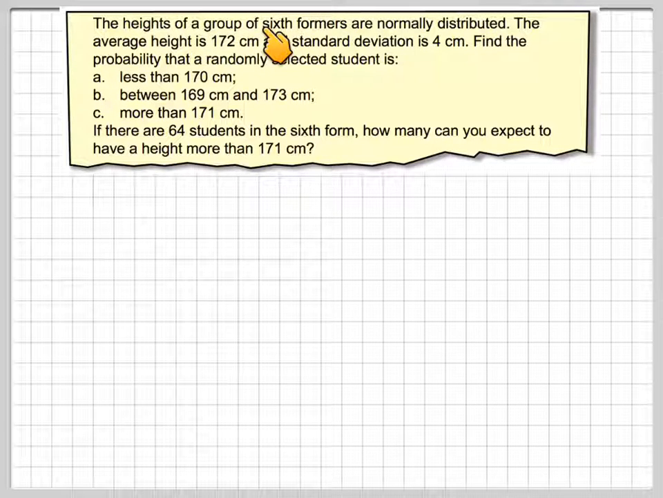Right, the heights of a group of sixth formers are normally distributed. The average height is 172 centimeters and the standard deviation is 4. Find the probability that a randomly selected student is A. less than 170 centimeters, B. between 169 and 173 centimeters, C. more than 171 centimeters. If there's 64 students in the sixth form, how many can you expect to have a height more than 171 centimeters?